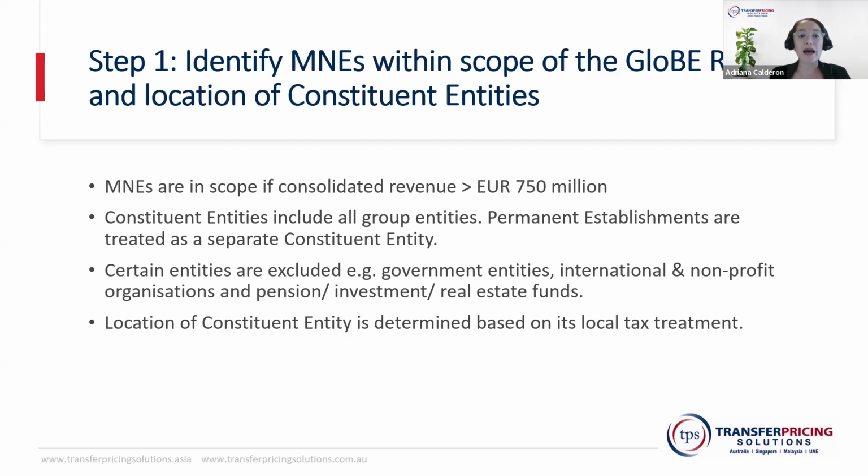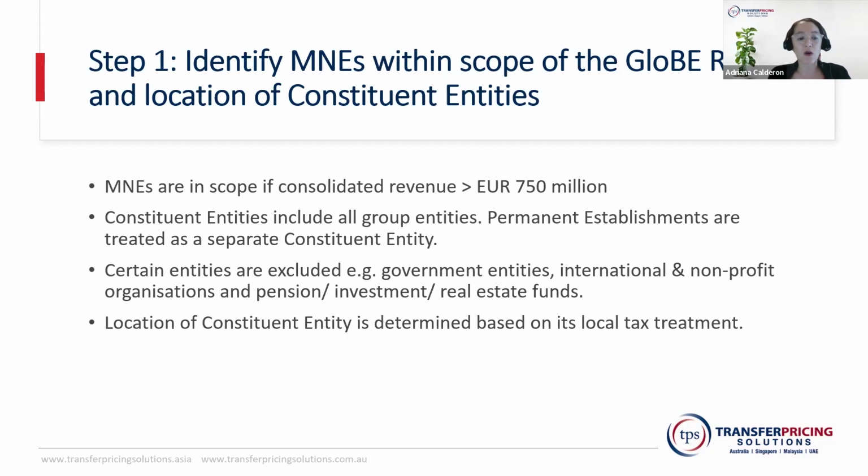Then I have to understand which entities are part of the GLOBE rules. And that's where it becomes important to understand what constituent entities are. Constituent entity is a concept that I think comes from country by country reporting, where basically it includes all group entities, including permanent establishments that are treated as a separate constituent entity. So rules very similar to country by country reporting.